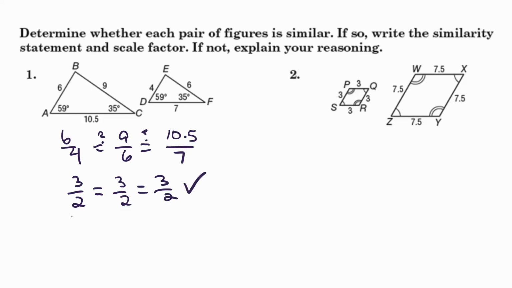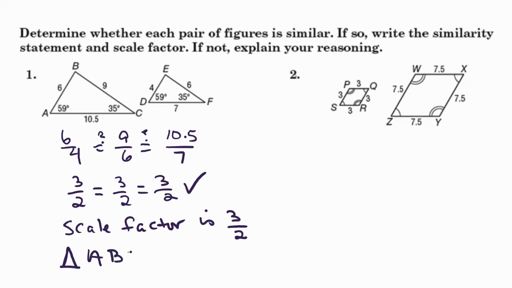So they are similar. The scale factor is 3 over 2. The similarity statement would be triangle ABC is similar to triangle DEF. And that concludes the lesson for 7-2.